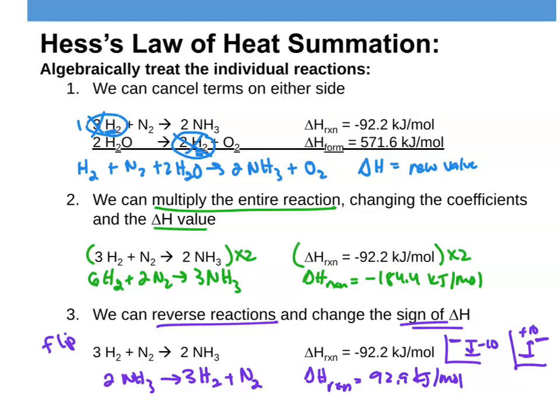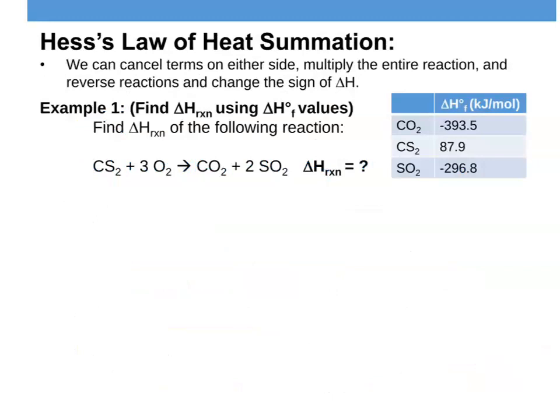So these are the 3 operations that we're going to need to do when we approach Hess's law type of problems. So keeping in mind that we can cancel terms on either side, we can multiply entire reactions, and we can reverse reactions, which changes the sign of that delta H value.